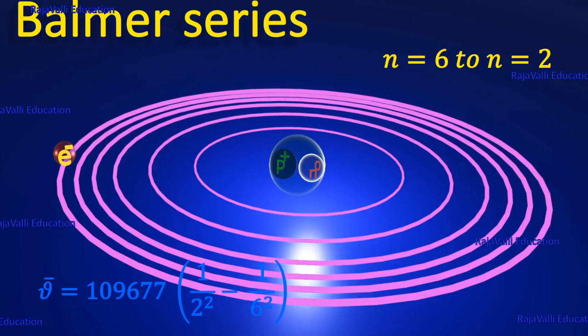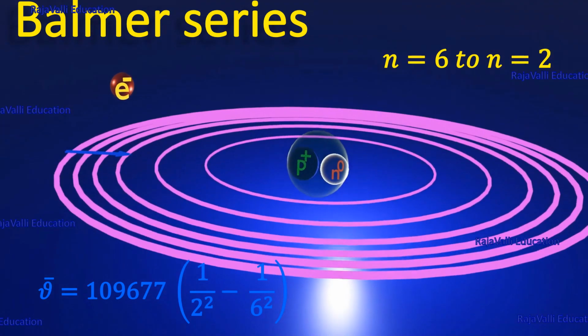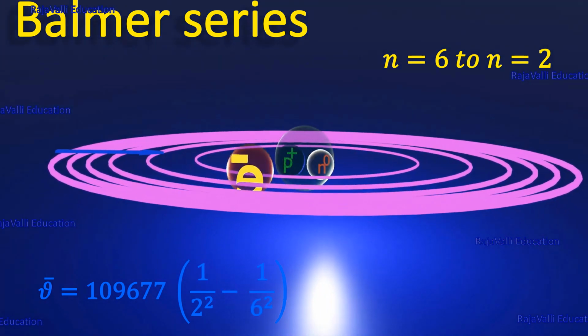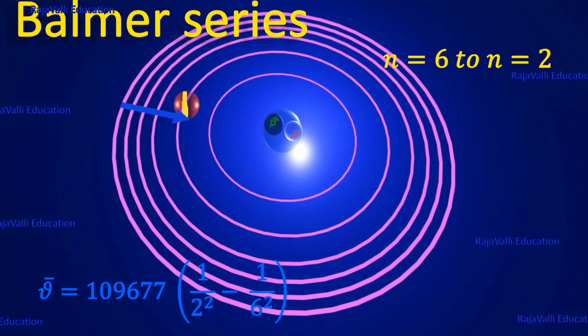Here the electron is jumping from n equal to 6 to n equal to 2. It emits violet color radiation. Its wave number is equal to 109677 into 1 by 2 square minus 1 by 6 square.